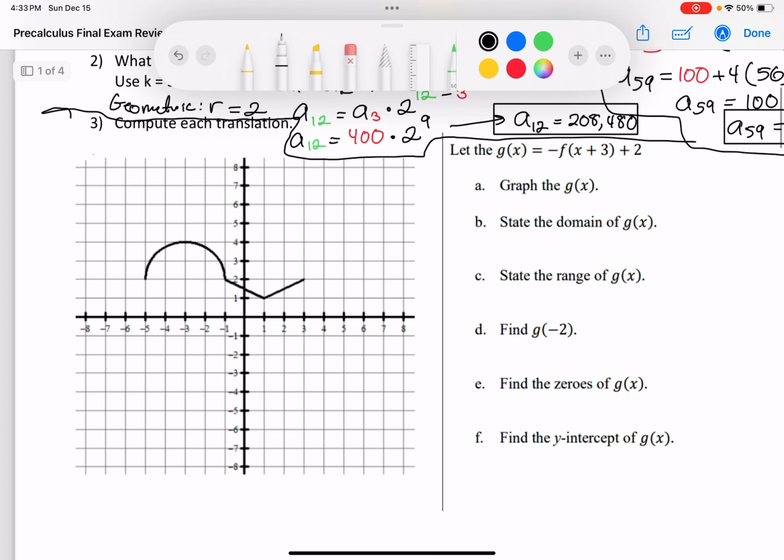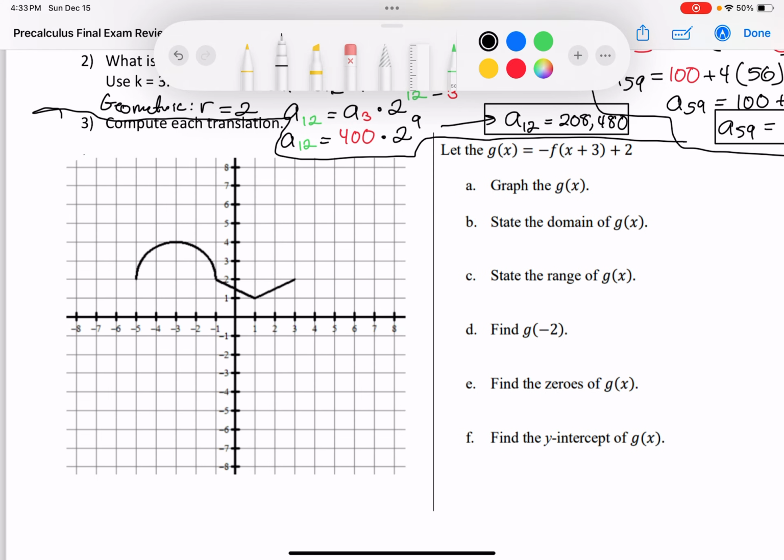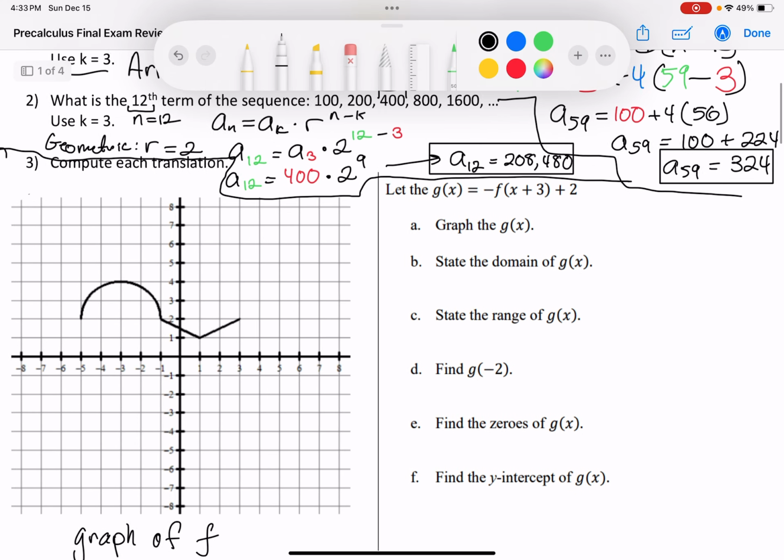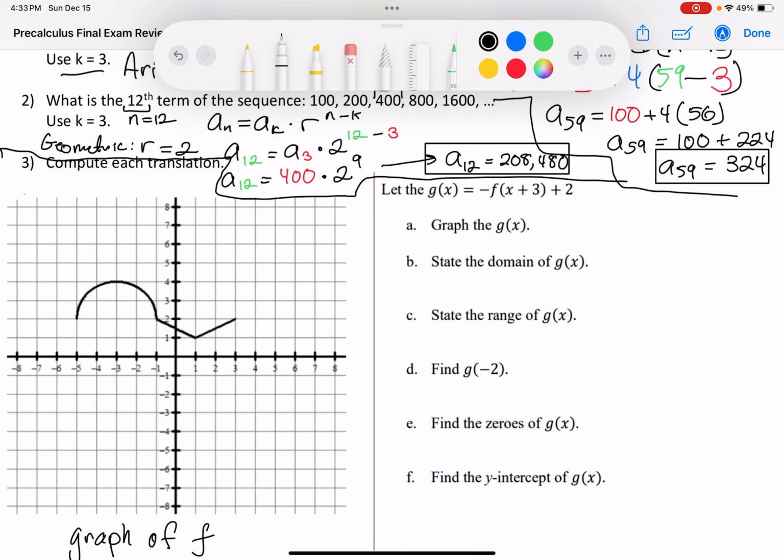Says let g of x equals the negative f of x plus 3. Then after that, we're adding 2 to the function. So it says graph g of x. I do want to say right off the back that this graph that we see is a graph of f. So we have multiple translations going on here, right? So let's address all of these.